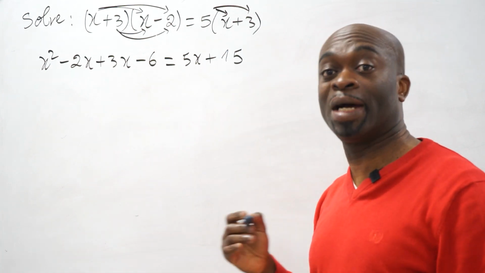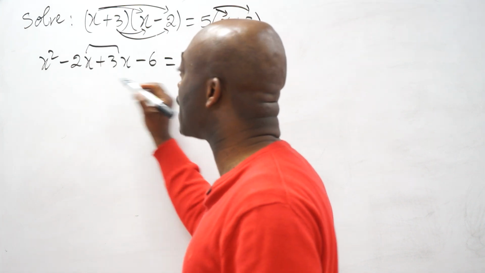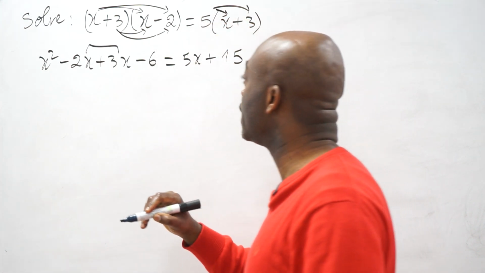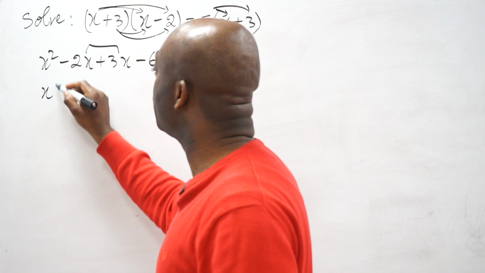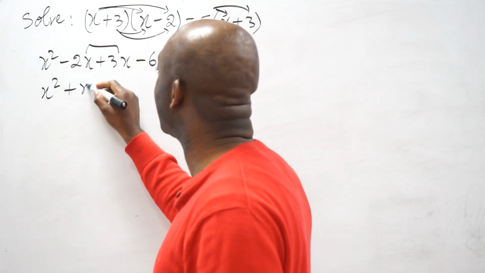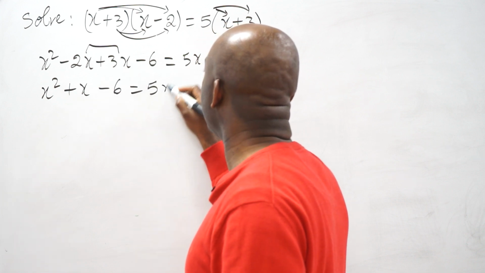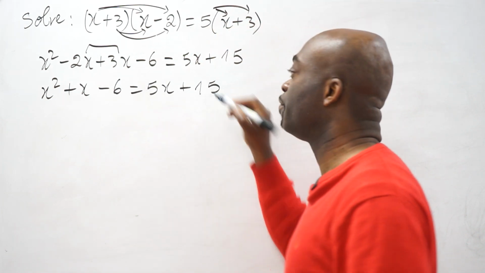And then we have to combine like terms, right? That means on the same side. So we go on the left side and combine like terms there. We bring down the x squared. Negative 2x plus 3x is going to give us positive 1x, minus 6, equals 5x plus 15.